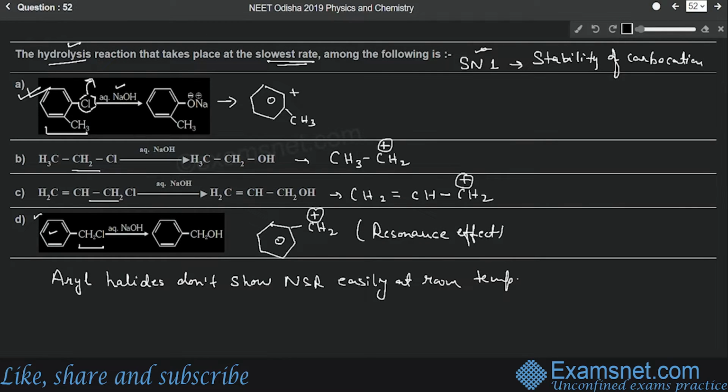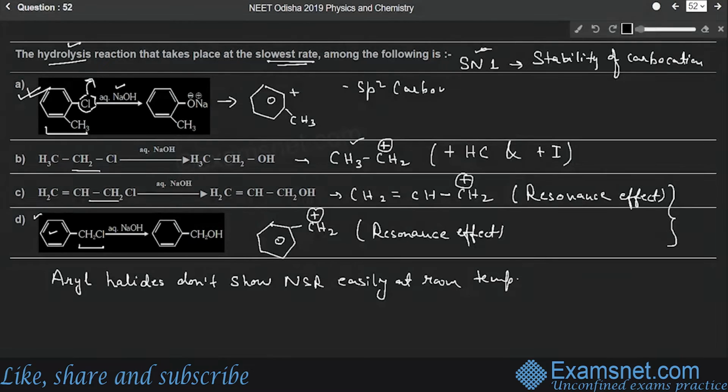Similarly, in the third option also we have alternate single double bond. So this will also show resonance effect. And we know that resonance effect leads to the stability of the compound. So these two will lead to the formation of stable carbocations. Now in the second one also, it will be stable because of plus hyperconjugation effect and plus I effect. But in the first one we have an sp2 carbon that will make it unstable. So option A will be the correct choice here.